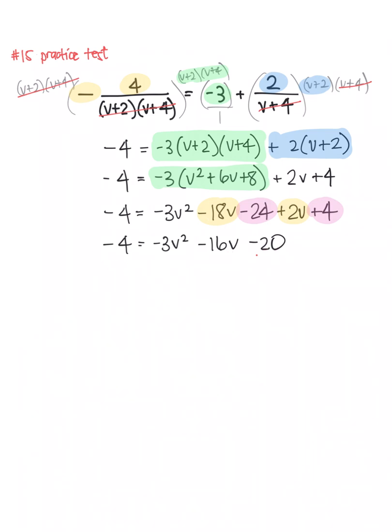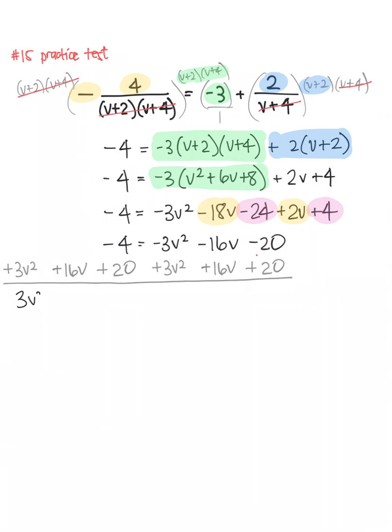This is a negative 3v squared, so I'm going to add 3v squared. I'm going to add 16v. I'm going to add 20, all on both sides of the equation. So let's clean everything up. Now I am going to want to factor this trinomial.